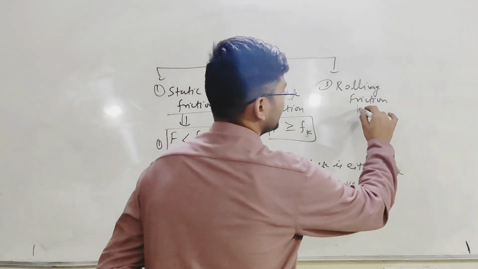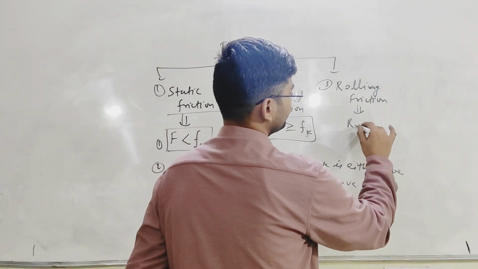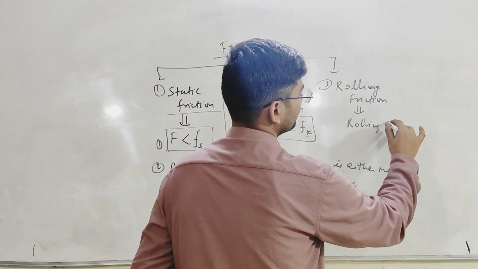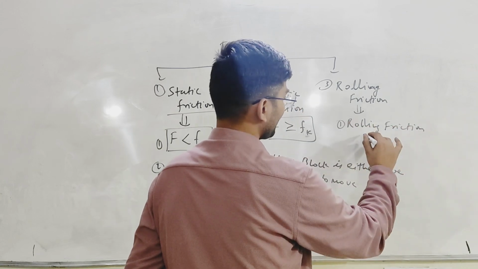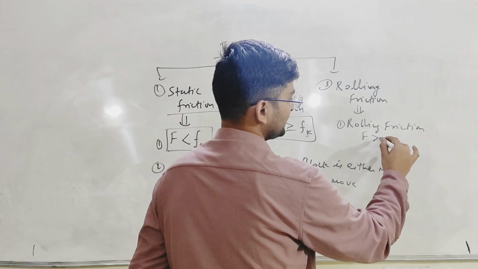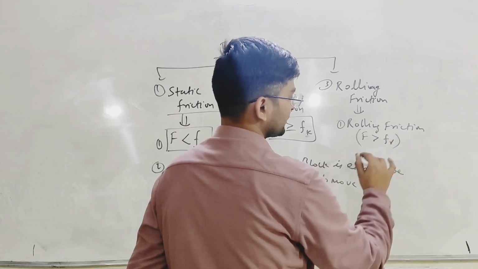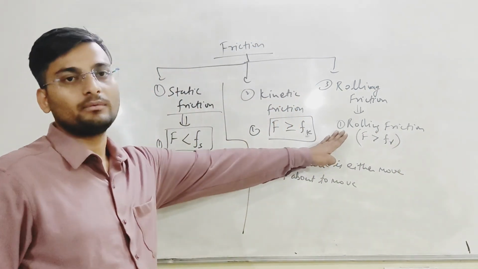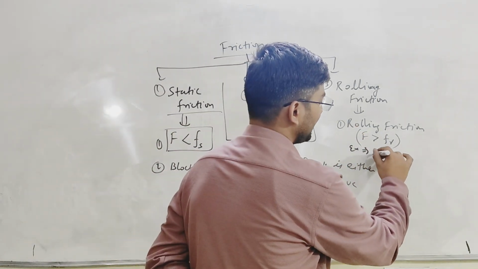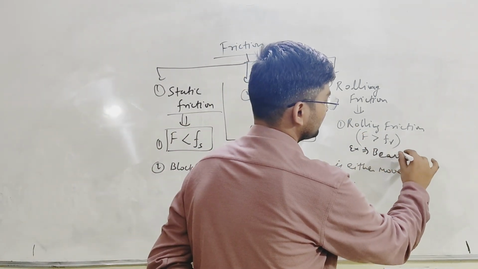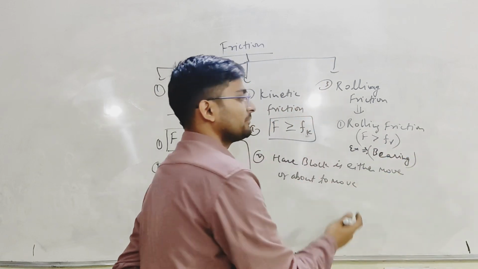And what is rolling friction? In rolling friction, the applied force is always greater than rolling friction. It means the body is free to move from one place to another. The best example of rolling friction is a bearing. Bearing is the best example for rolling friction.